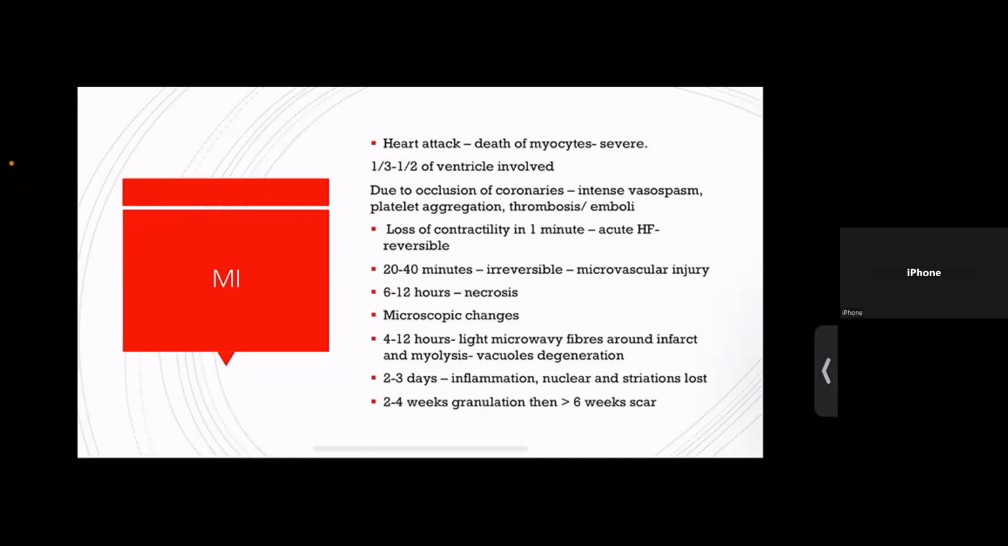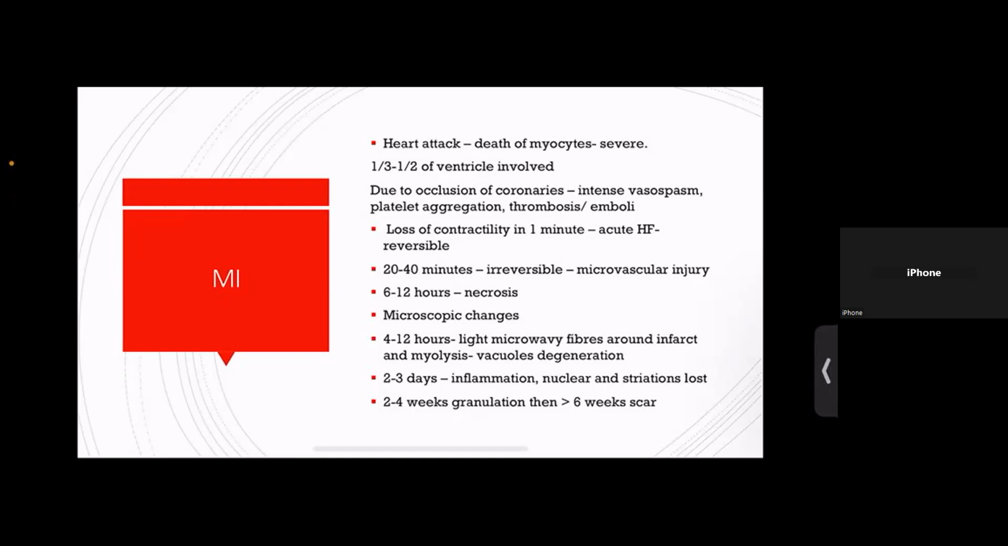Okay? Because of the long duration of ischemia, and the severe ischemia, there will be death of myocytes. Remember, these myocytes are the contractile cells, and they are not getting supplied with oxygen and nutrients. So what do they do? They die. Whenever we have death of myocytes, we no longer refer to it as angina or ischemic, but rather we call it myocardial infarction, because the ischemia has been severe. Usually here, a third to a half of the ventricle is involved.